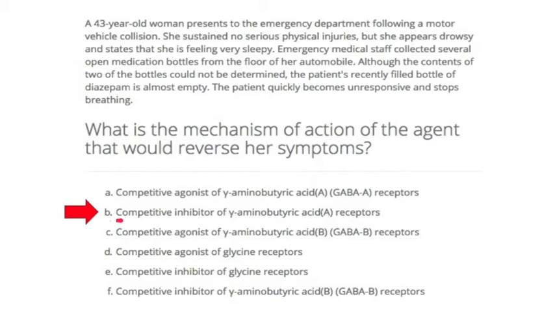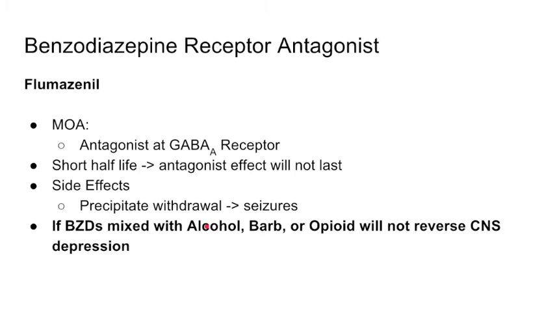If you picked B, sort of by process of elimination, the competitive inhibitor, we don't want another agonist. We want to inhibit the GABA receptors. But that is flumazenil. And I hope it's a nice little introduction into the benzodiazepine receptor antagonist, or reversal agent. I don't know if we've talked about too many reversal agents yet. But for Tylenol, you're going to have to know it's N-acetylcysteine. For opioids, we haven't talked about opioids yet, it is naloxone, and for benzodiazepines, you have to know it's flumazenil.